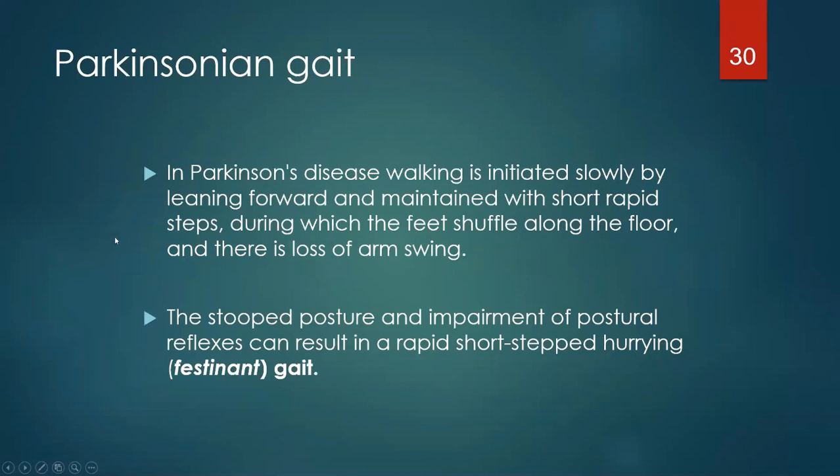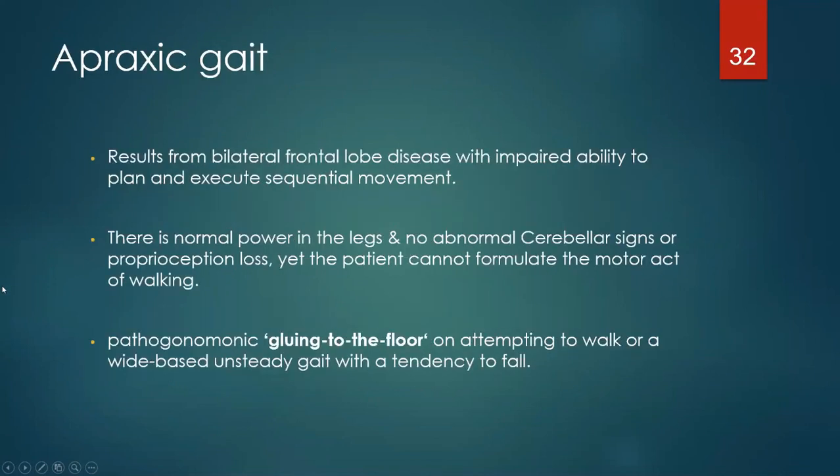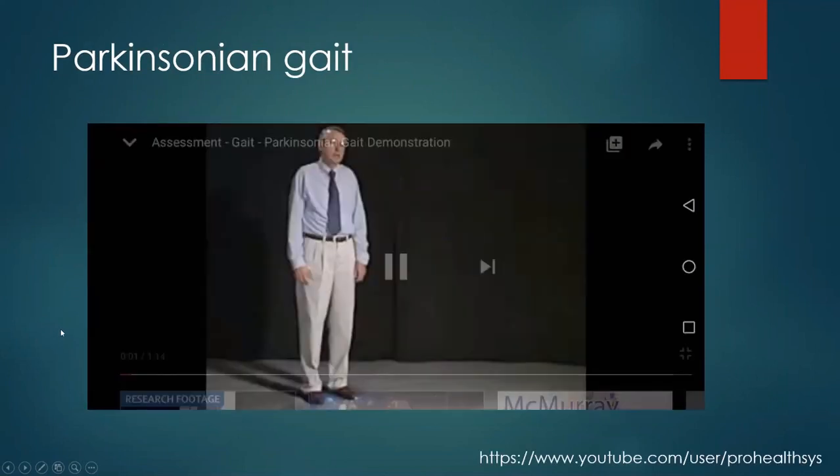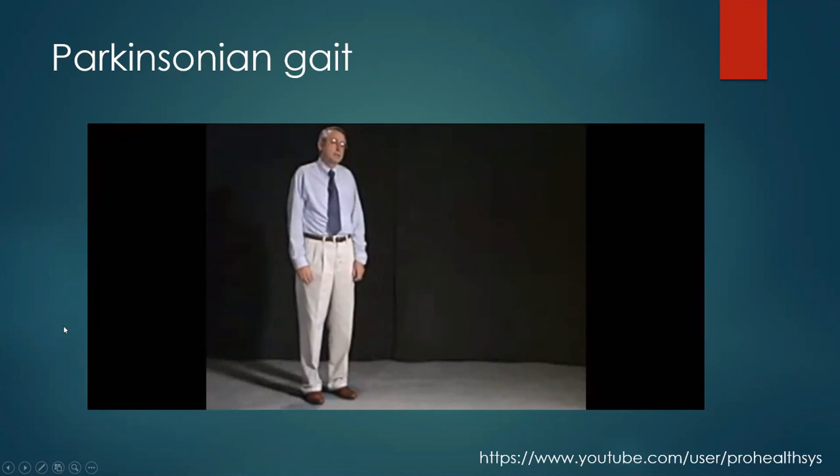Now, in Parkinson's disease, walking is initiated slowly by leaning forward and maintained with short, rapid steps, during which the feet shuffle along the floor. And there is a loss of arm swing. The stooped posture and impairment of postural reflexes can result in a rapid, short-step, hurrying, or fast-feet gait. This is the video. You all know. It is the gait that is the hypokinetic gait.